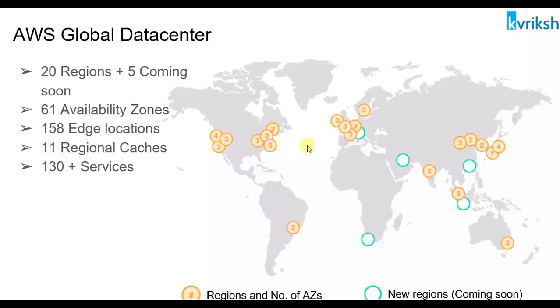Overall, AWS has 130 plus services. If you have heard about EC2 and S3, these are different AWS services, and we are going to learn more about these services in this lecture.